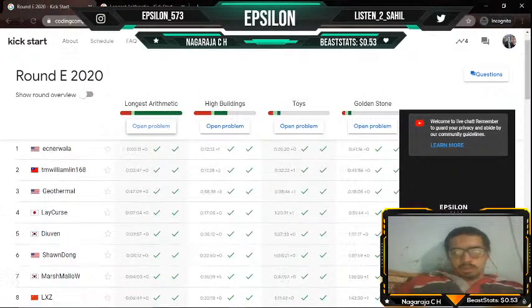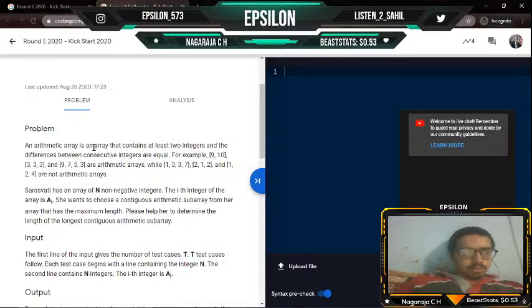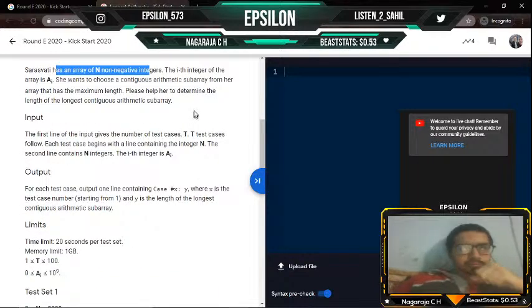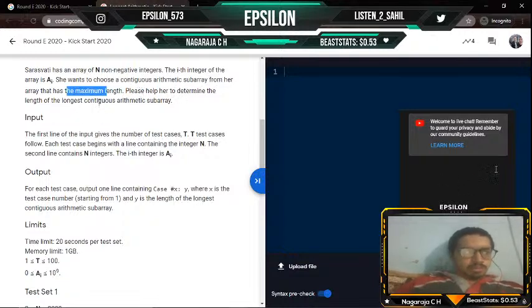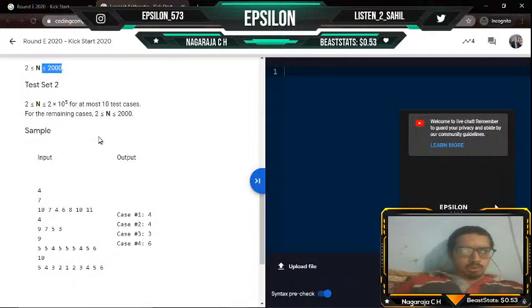So let's start with problem A, Longest Arithmetic. An arithmetic array is an array that contains at least two integers and the difference between consecutive integers is equal. For example, 9, 7, 5, 3 is an arithmetic array. Determine the longest arithmetic subarray. So the answer is always 2 or more, I guess.